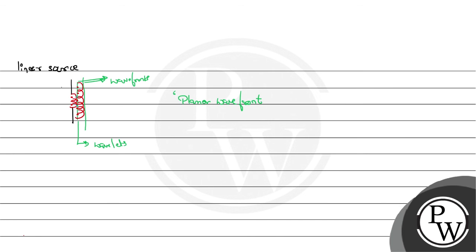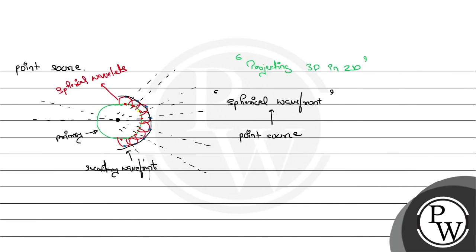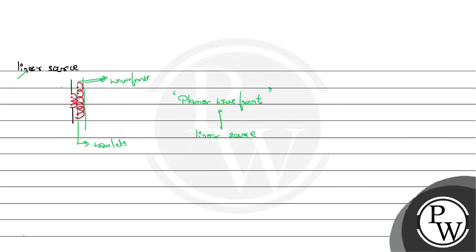All are similar except the shape. So for a linear source, the wavefront will be planar. So I hope you understood what Huygens' postulate is and how, using those postulates, we have built the wavefront for a point source and also for the linear source. I hope you understood this problem, how to tackle this.